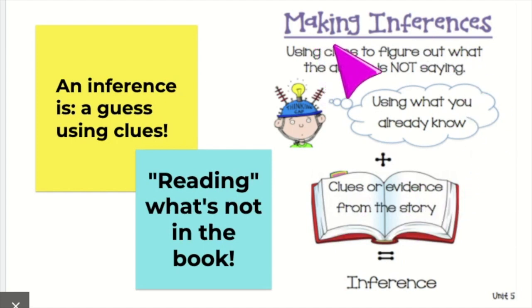At the top, it says making inferences. Read it with me. Making inferences. Very good. It says using clues to figure out what the author is not saying. So, making inferences means that we're using clues from things we already know or from what the author has said or from the pictures to figure out what is not being said. So, like I said, it's using what you already know and clues or evidence from the story, and that's how we make an inference.